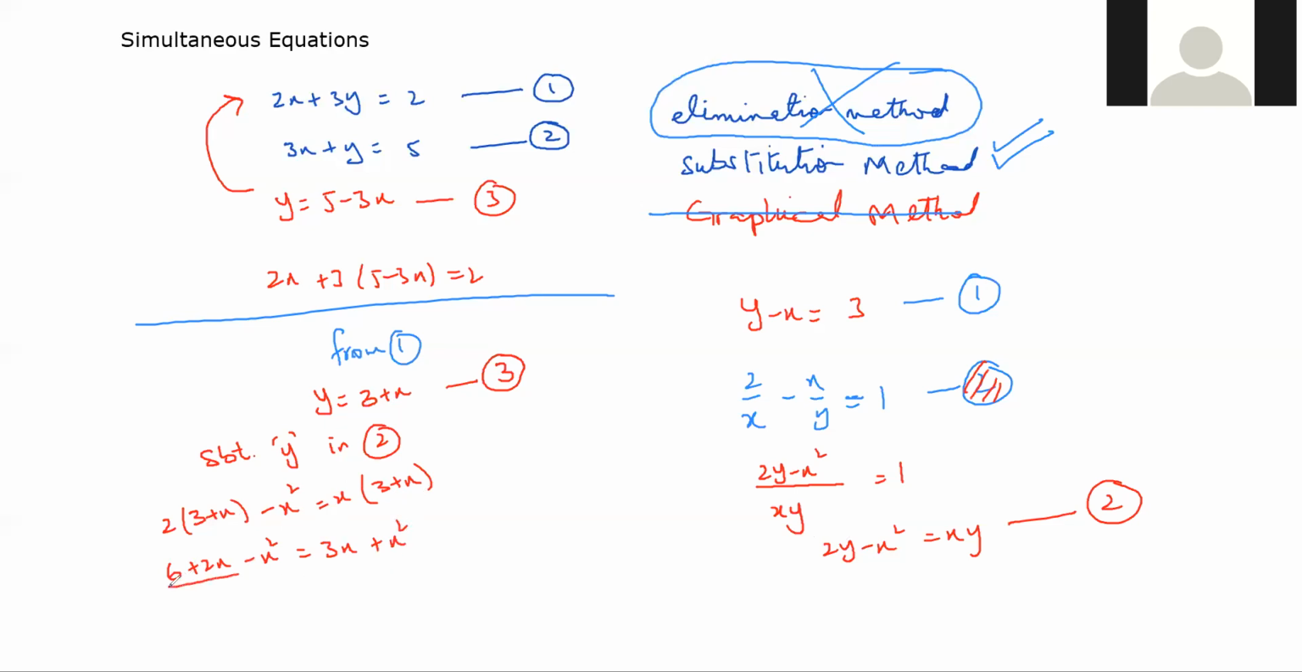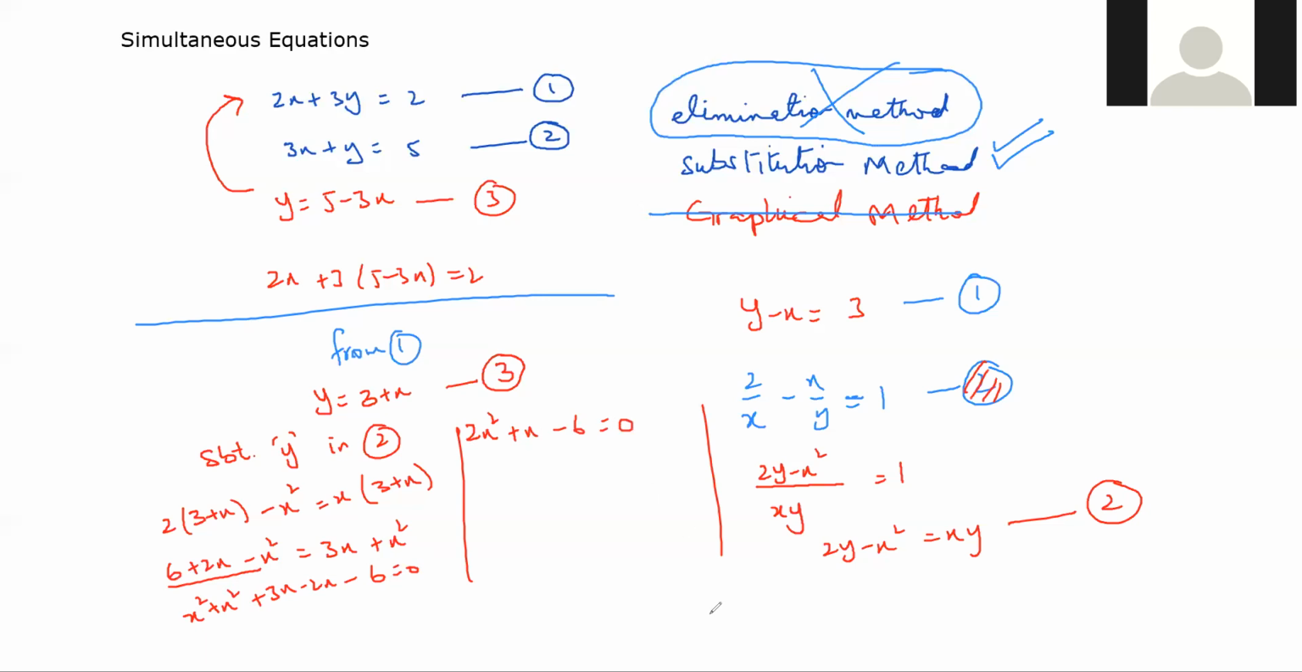Okay, let's move all of them to this side. So this is going to be x squared plus x squared. Then you have 3x minus 2x. And then you have minus 6, that is equal to 0. So we have now 2x squared plus x minus 6. Now this is up to you.